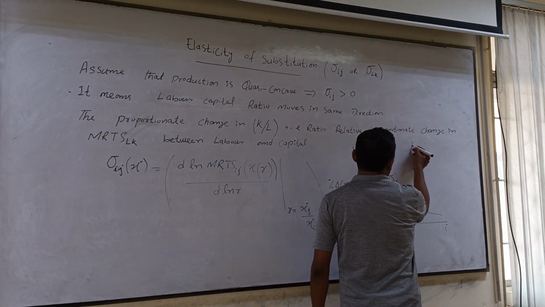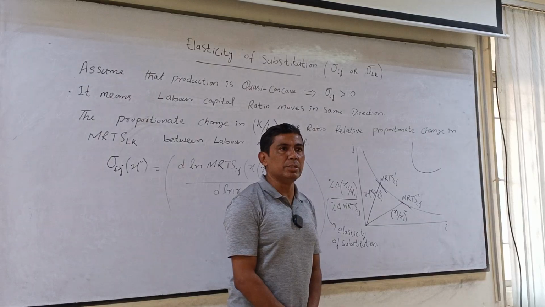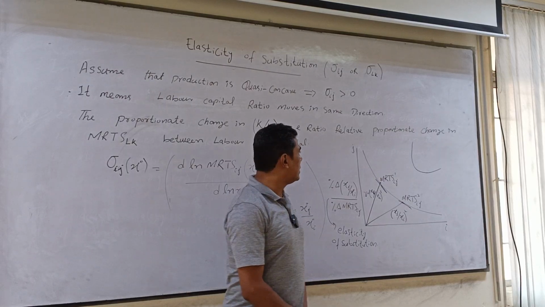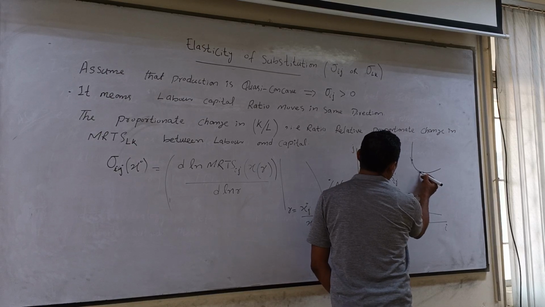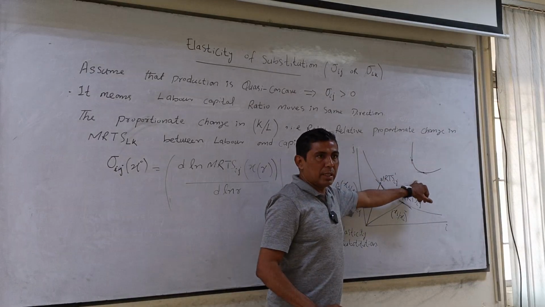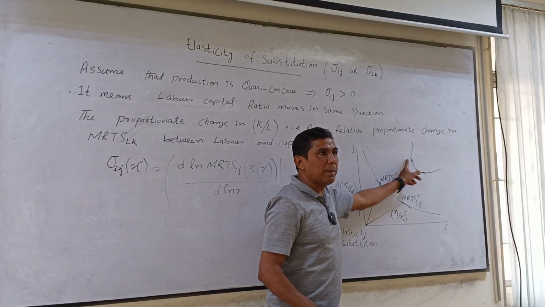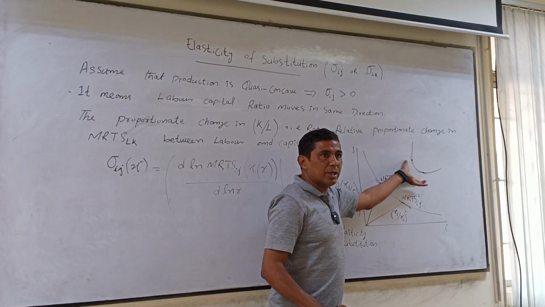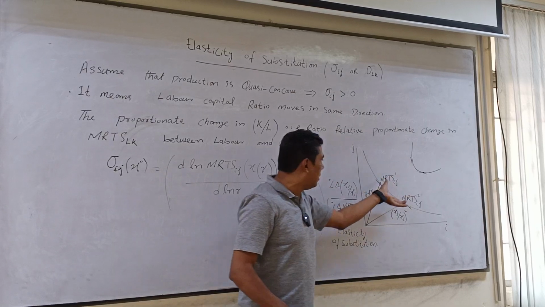Now, for example, if I plot this kind of curvature, it is also convex to the origin. Look at this one. The marginal rate of technical substitution compared to this one, the change in marginal rate of technical substitution will be larger here. This slope is steep, this one is flat, so the change in marginal rate of technical substitution along this curvature will be larger as compared to this one.